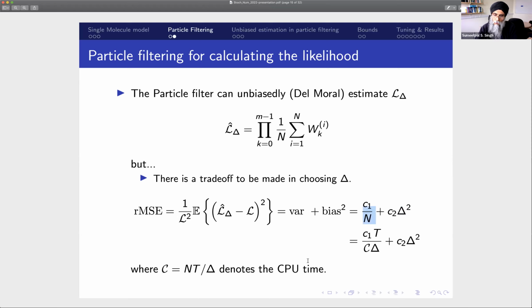Now, if you give me a fixed computational budget, fixed CPU time to use, which I call calligraphic C, then I can convert this into a relationship involving the CPU budget. I know I have to simulate n particles forward for T over delta time steps. So I can convert n into a relationship involving delta and the CPU budget, and I just wrote it like this. Now this allows me to find the best delta for my CPU budget. It's not practical, but we need it so that we compare this trivial method in its most favorable context with the method we are going to propose.